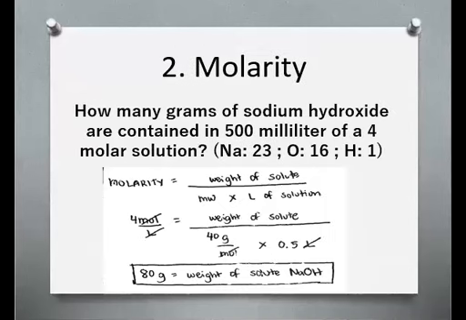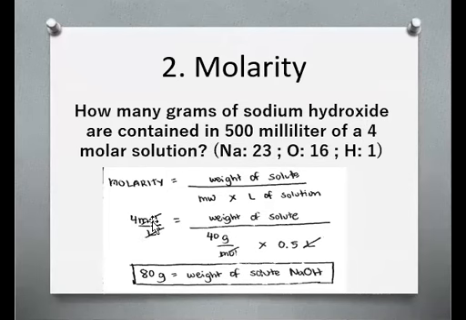How many grams of sodium hydroxide are contained in 500 milliliters of a 4 molar solution? Again, the atomic weights of the elements comprising sodium hydroxide are given. We use again this formula, and what is required in the problem is the grams, or rather the weight of the solute. So substitute the values from the given problem. You have here the given molarity, but in this case, I converted molars to moles per liter.